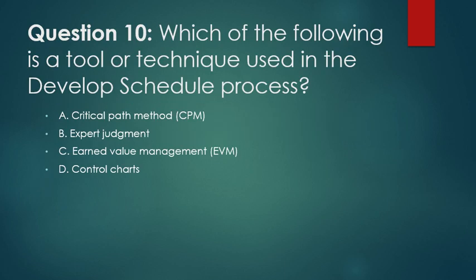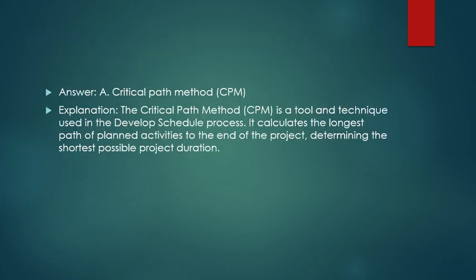Question 10. Which of the following is a tool or technique used in the develop schedule process? Critical path method, CPM, expert judgment, earned value management, EVM, control charts. Critical path method is the answer. Why? Critical path method is a tool and technique used in develop schedule process. It calculates the longest path of planned activities to the end of the project, determining the shortest possible project duration.